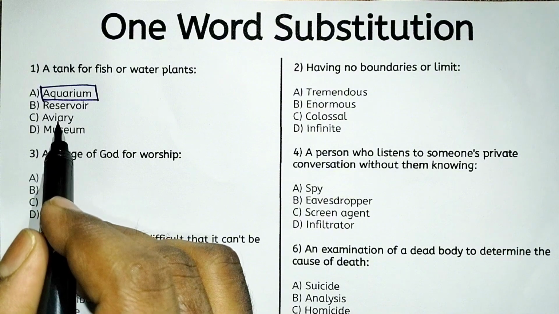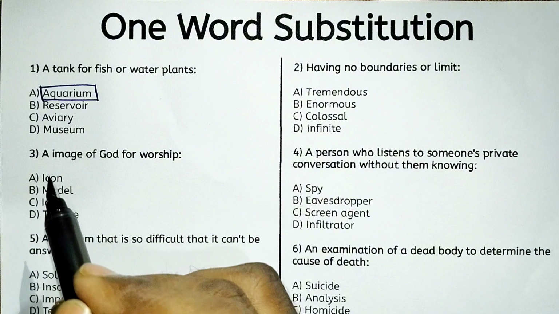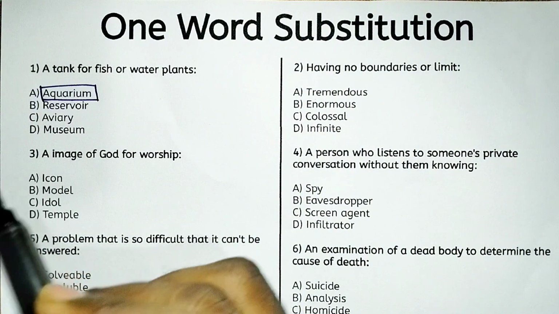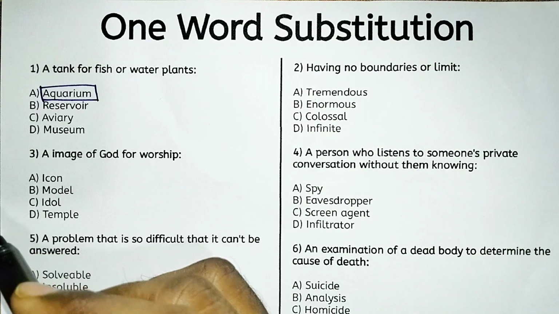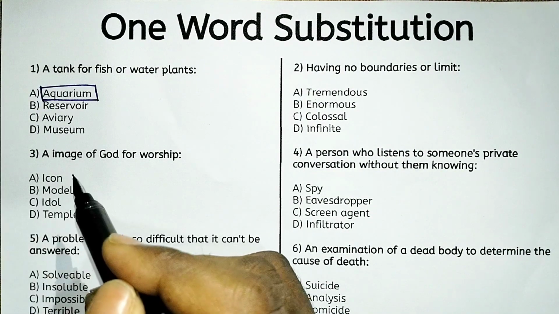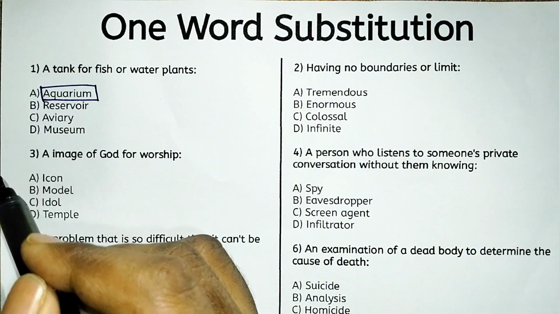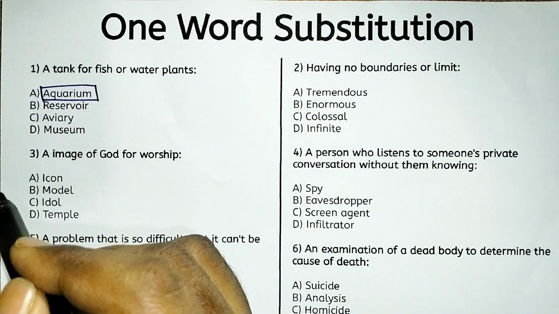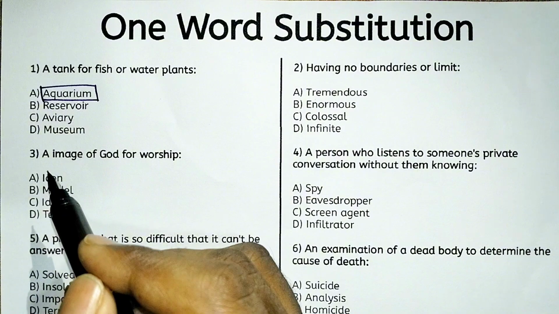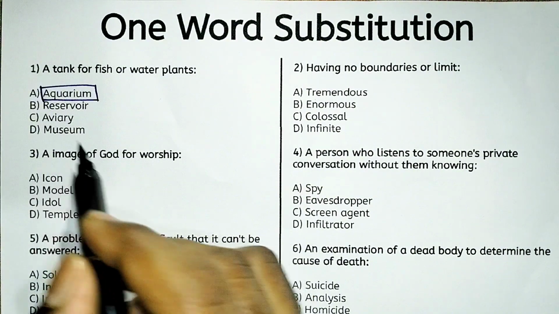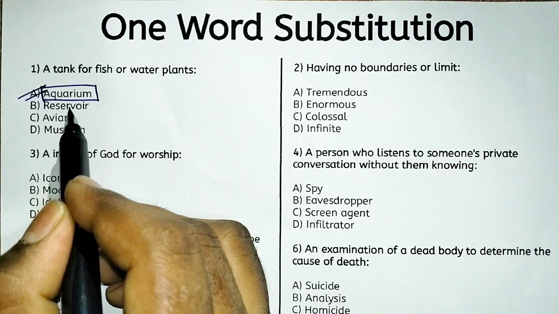Reservoir, a large natural or artificial lake used to store water for human use, that is reservoir. And aviary, a large enclosure for keeping birds. And what is museum? A building where objects of historical, scientific, artistic, or cultural interest are stored. Okay, that is museum. So the right answer is option A, that is aquarium.